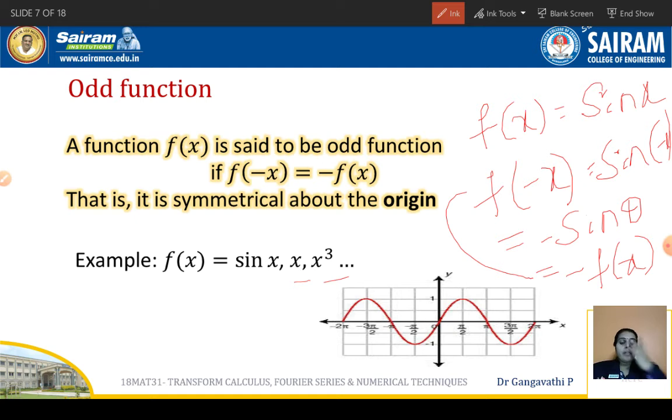The graph I had shown in the PPT looks symmetrical about the origin. Consider your origin as a point. Whatever curve you see above the origin, on the other side you can see the same graph in the opposite direction. Such functions are called odd functions.